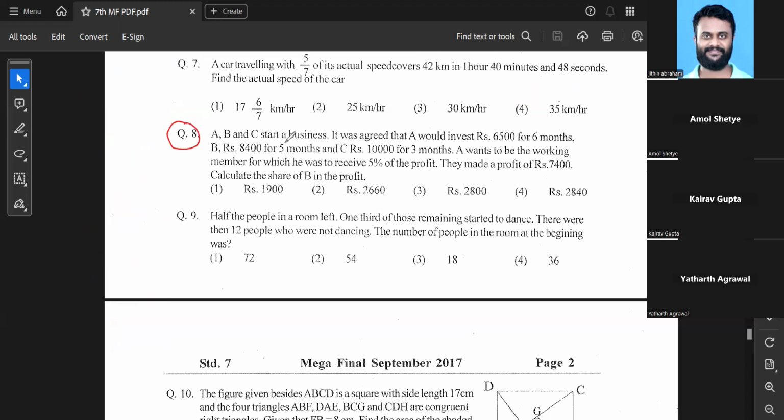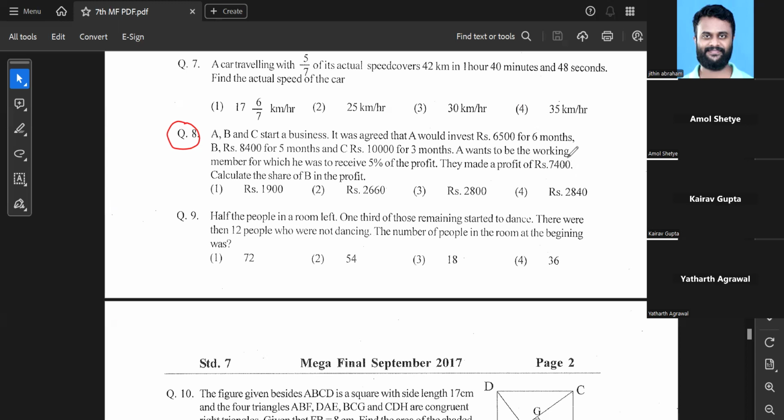Eighth question. A, B, and C started a business. It was agreed that A would invest 6,500 for 6 months, B 8,400 for 5 months, C 10,000 for 3 months. A wants to be a working member for which he has to receive 5% profit. They made a profit of 7,400. Calculate the share of B in the profit.